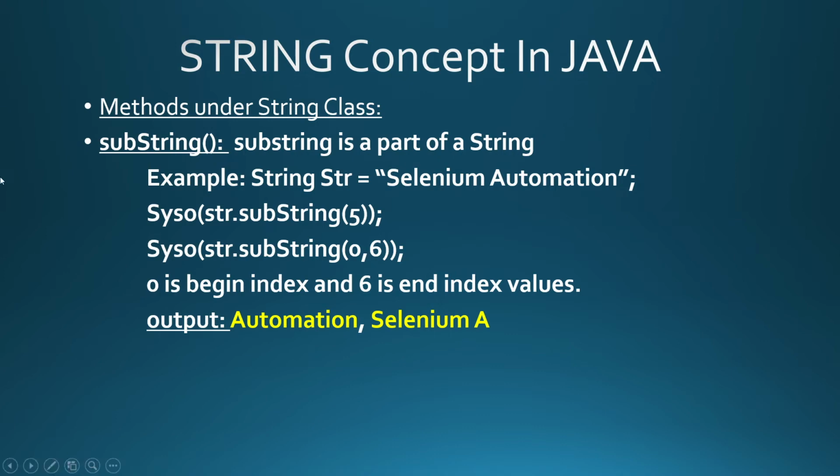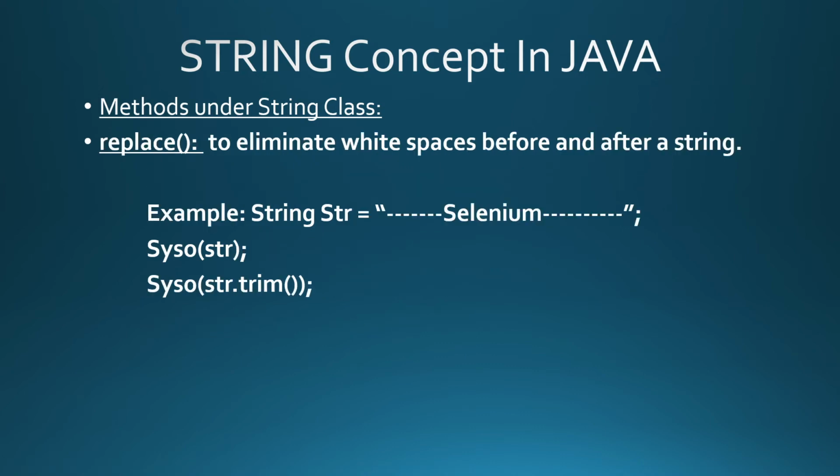So if I write this line, how will you get the output in the console? It will start from selenium. 0 is the index value and the end index value here is the character 'a', that is the 6 value. In this way you will get the output as selenium a. So the next method here is the replace method.